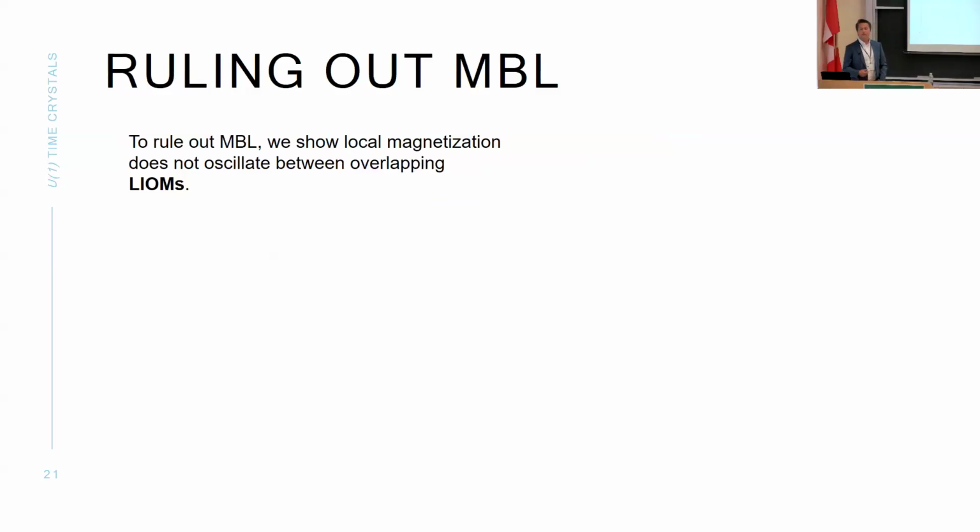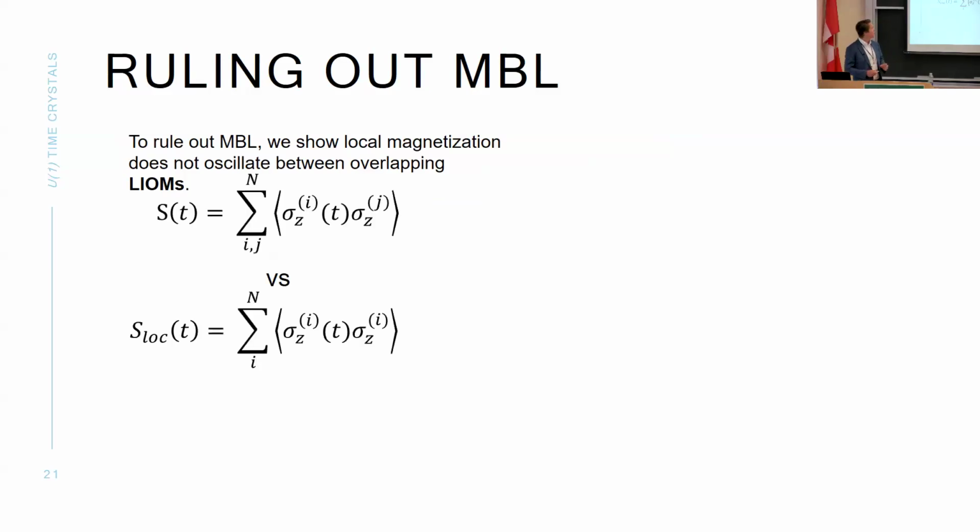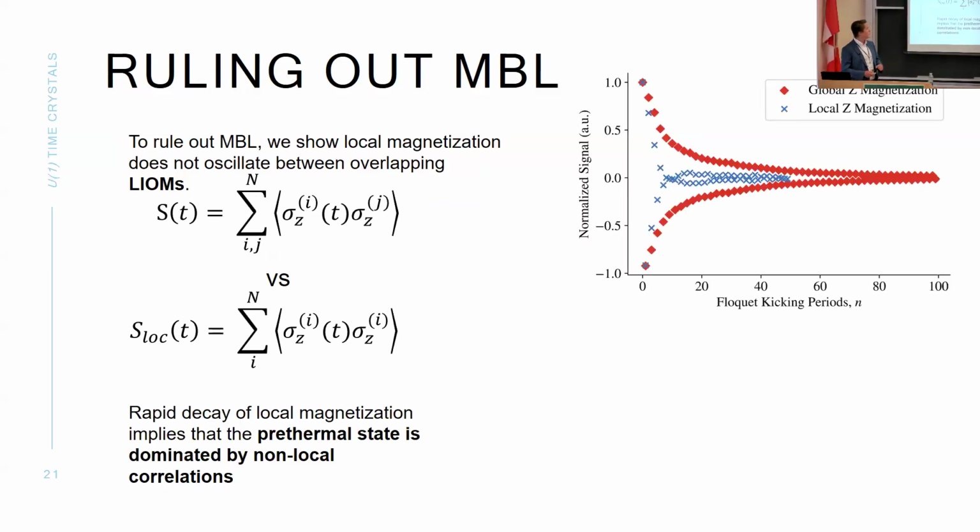Well, the idea is if we were many-body localized, then the local magnetization should oscillate between overlapping local intervals of motion. We should have emergent eigenstates that are very well localized. And so by looking at the difference between this global expectation value, which contains long-range correlations, and the local expectation value, which contains no long-range correlations, we should be able to determine whether our prethermal state is dominated by non-local correlations. And the experimental data shows pretty starkly that the local Z magnetization decays almost instantly, whereas the global Z magnetization stays around for a long time when we're in a time crystalline regime.